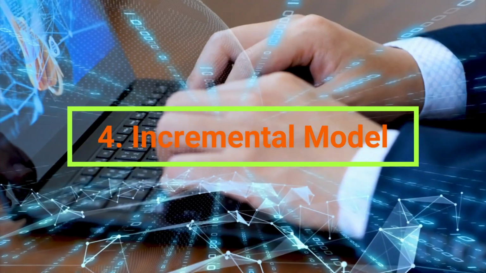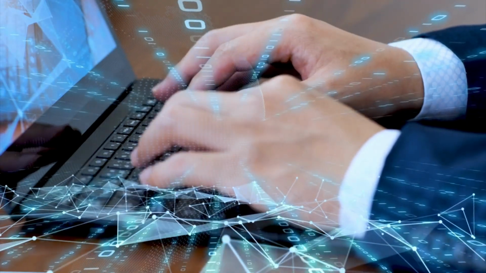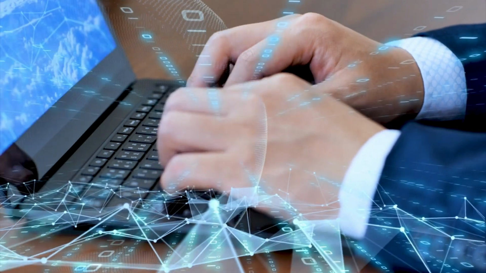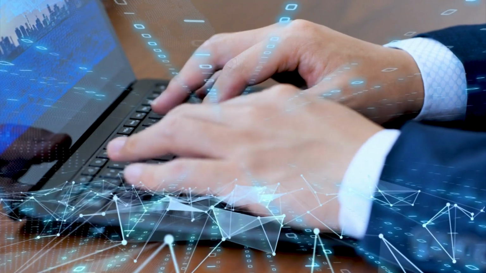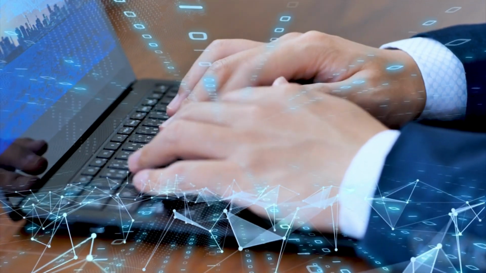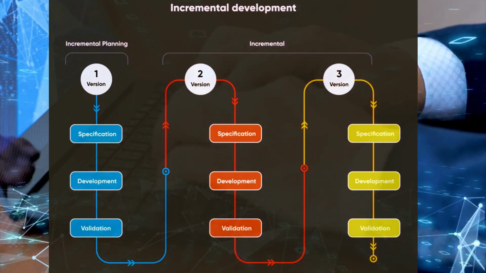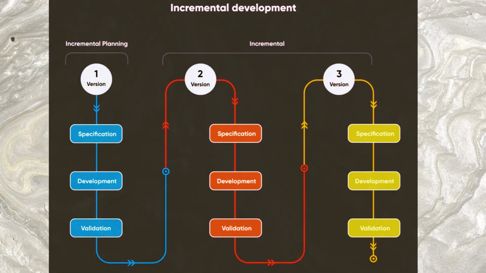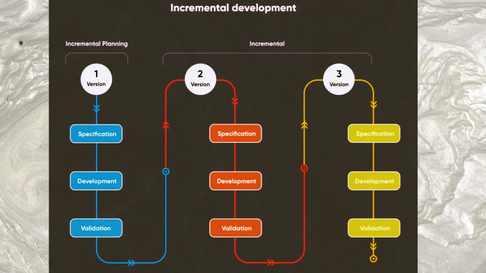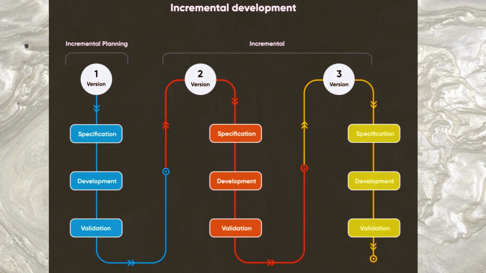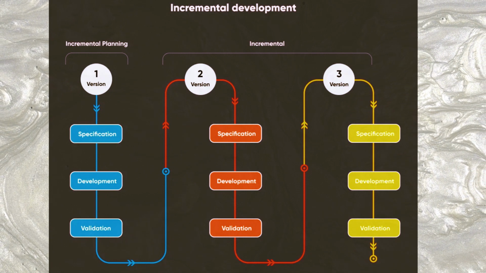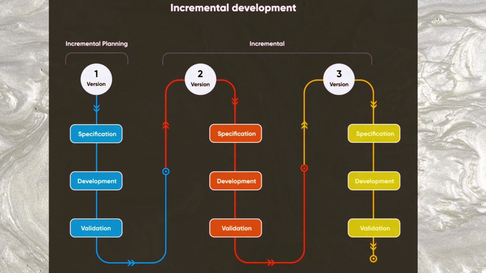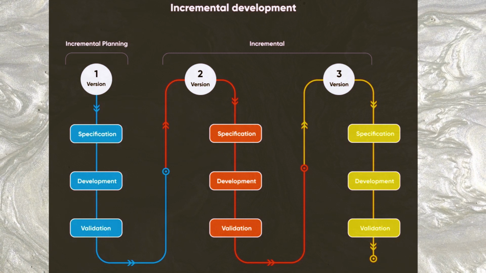4. Incremental Model. The incremental software development process is a middle ground between traditional waterfall and agile approaches. Here, we develop software in small parts and test each piece individually with users for feedback. Each increment in the incremental development process adds a new feature. Here is how the process flows in the incremental software development process: specifications, development, validation.